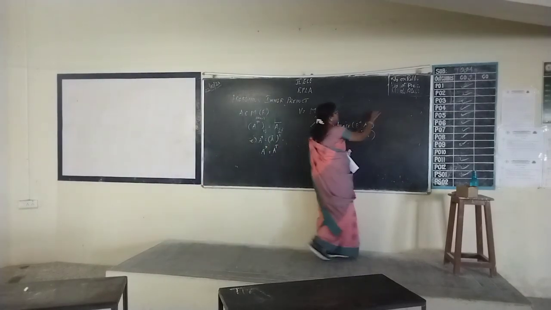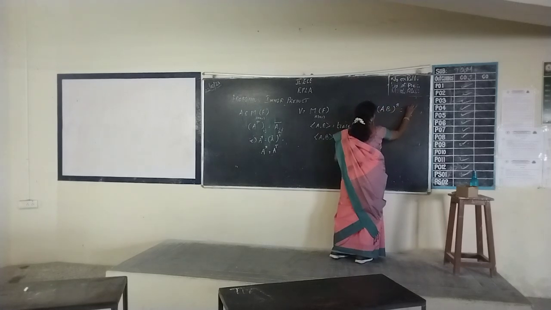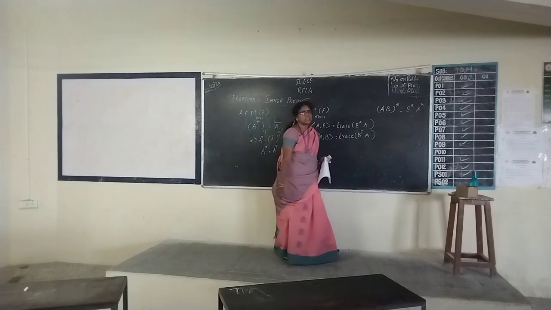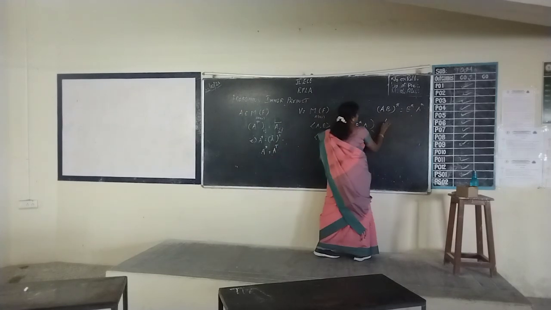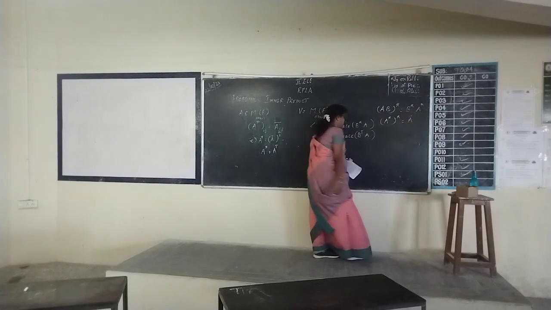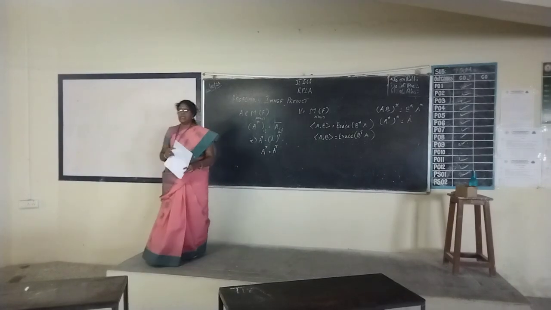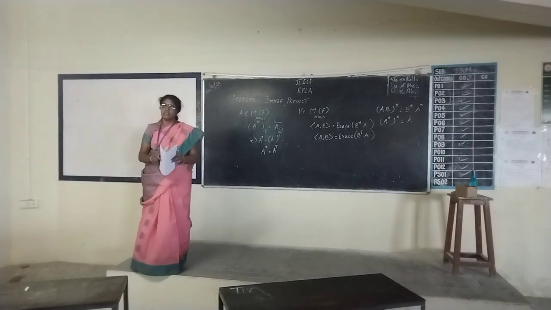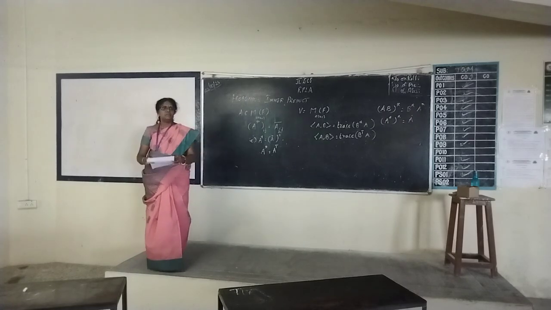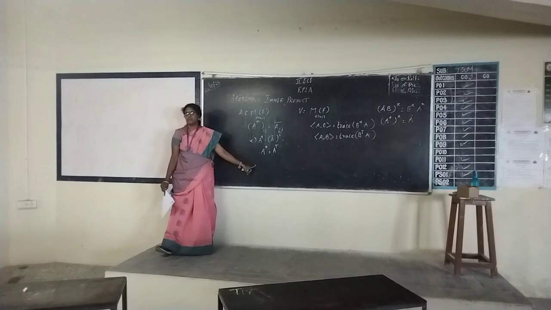AB the whole star will be equal to B star A star. And A star the whole star will be equal to A. So can you recall all the definitions now? Shall we start the problem?